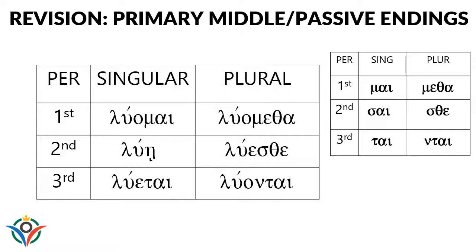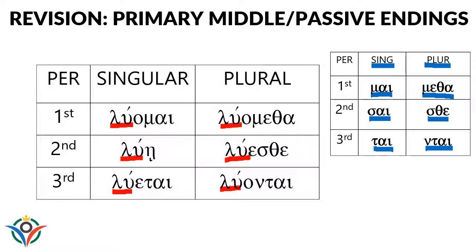Let's also quickly do some revision of the primary middle passive endings. On the right hand side is a table that gives us a summary of the primary middle passive endings. The first person singular is mai, second person singular sai, third person singular tai. The plural: first person metha, second plural isthe, and third person plural ontai. And so we follow the same structure. We take those endings and we attach them to the stem, which is lu.